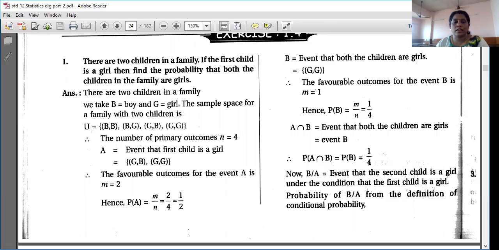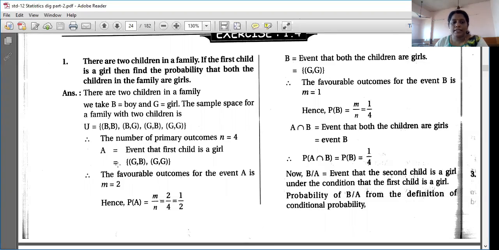कुछ भी हो सकता है. Either it can be two boys, either it can be two girls, or the elder will be boy and the younger will be girl, और फिर first child will be girl और the second child will be boy. ऐसा भी हो सकता है, right? So BB, GG, BG and GB. Okay. So the number of the outcomes, that is N, is 4. Now what you have to find, if the first child is a girl, then find the probability that both the children in the family are girls.